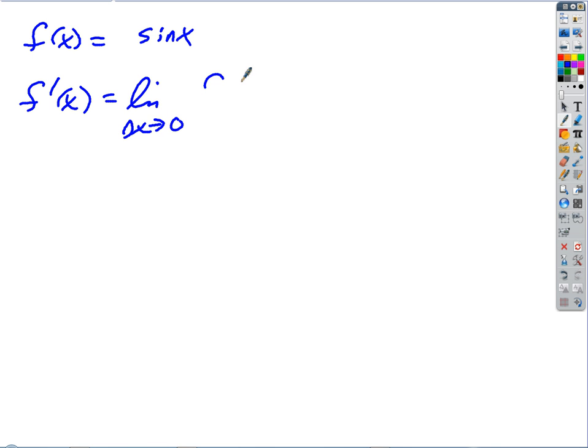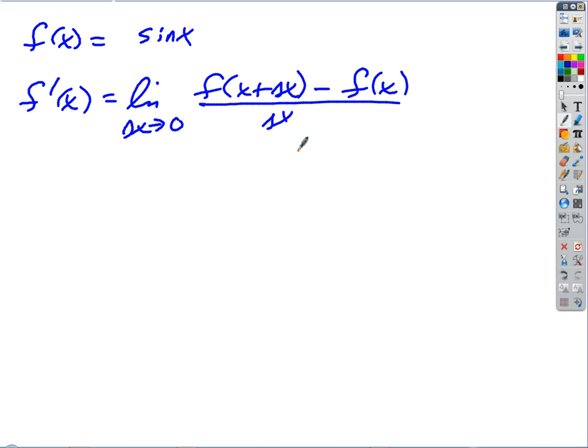Limit of f of x plus delta x minus f of x, as delta x goes to 0. Okay, this is where things get interesting. Now we have to remember some trig identities. And I bet you don't. I mean, everybody forgets the trig identities over the summer. I did too. This is one I can kind of reason out, because if you know a couple of them, you can fill in the blanks.